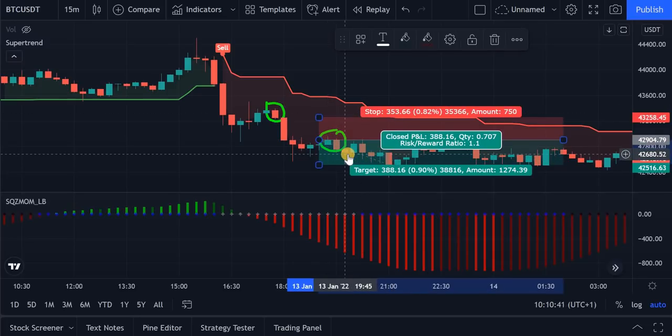This would give me a 1-to-1 risk to reward ratio. As you can see, my stop loss would be at around this level, my entry point would be at a lower level, which is right here, and my take profit would be at a 1-to-1 risk to reward ratio. So this is exactly how my trade is going to turn out.